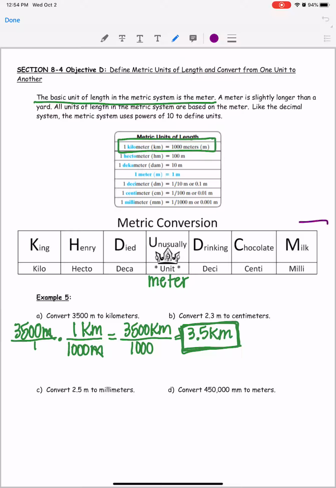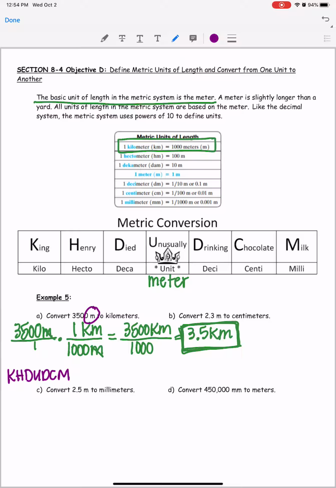This little acronym helps you remember the order your metric system goes in. King Henry died unusually drinking chocolate milk. So I'm going to write just the abbreviation right down here.